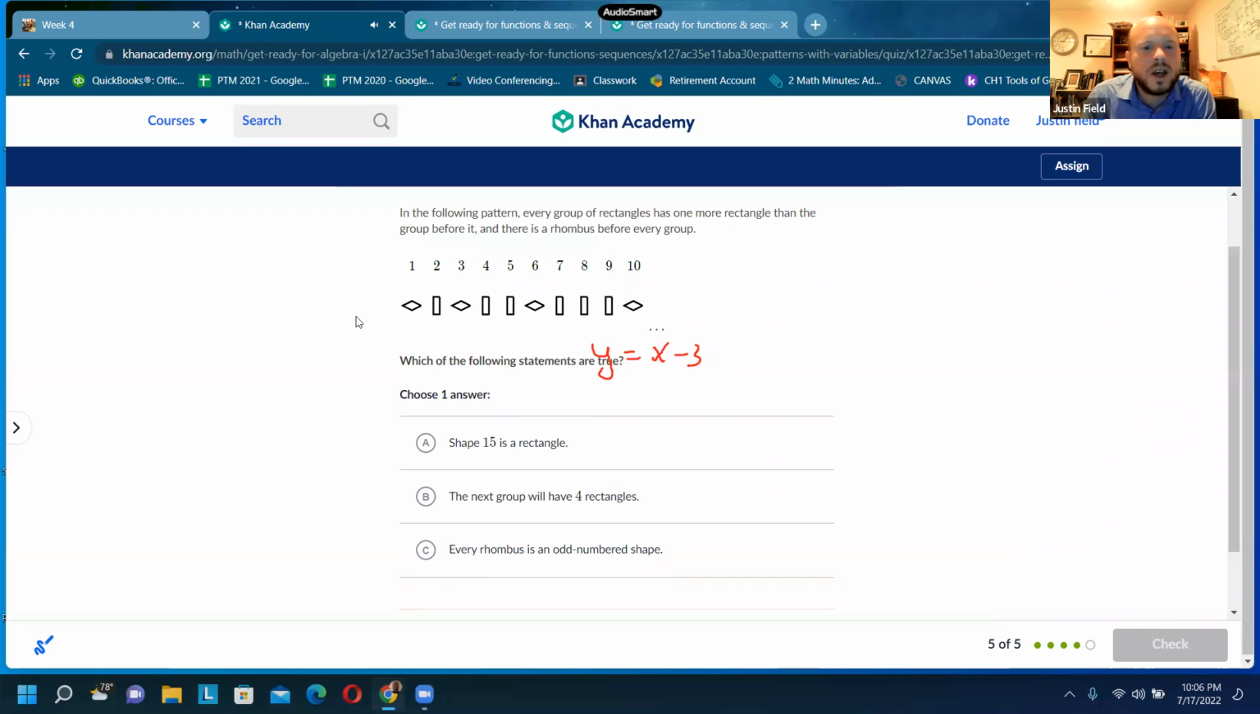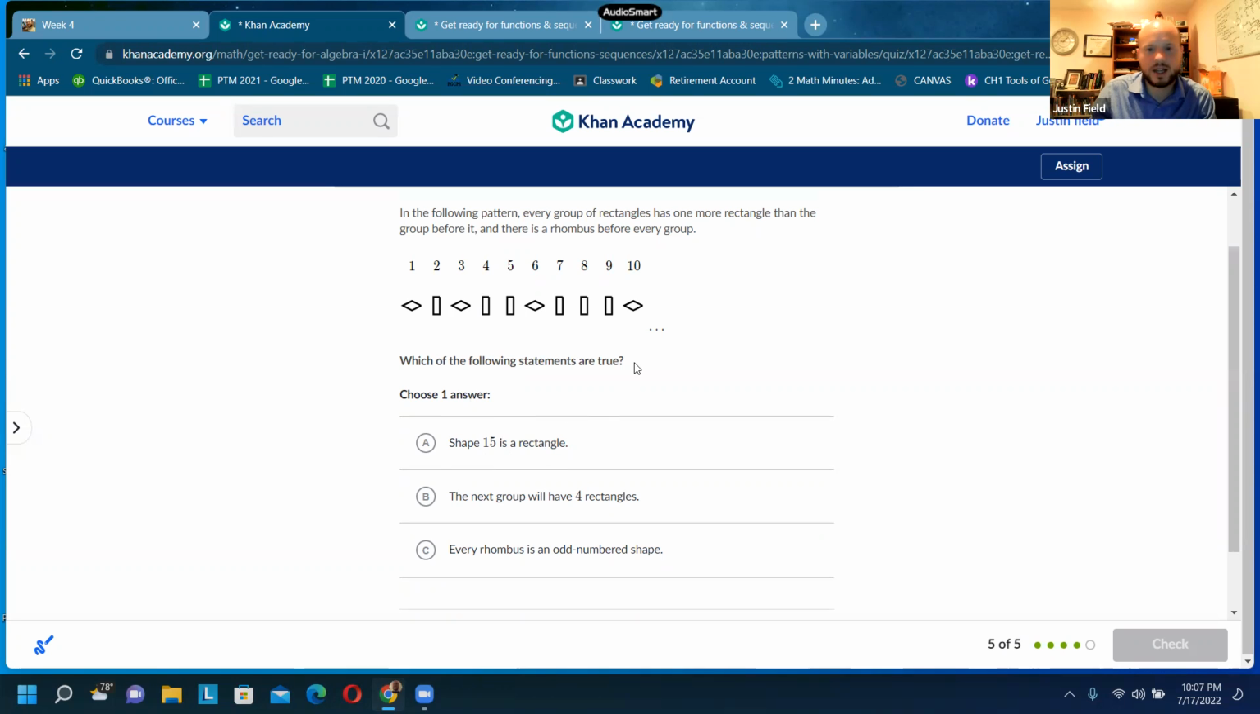All right. In the following pattern, every group of rectangles has one more rectangle than the group before it, and there is a rhombus before every group. Which of the following statements are true? Okay, so let me look at this. There's a rhombus, rectangle, rhombus, rectangle, rectangle, rhombus, rectangle, rectangle, rectangle, rhombus. I see. So the number of rectangles keeps getting larger by 1. Okay, so is shape number 15 a rectangle?